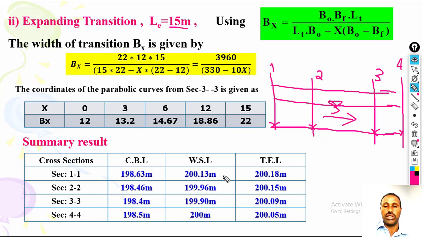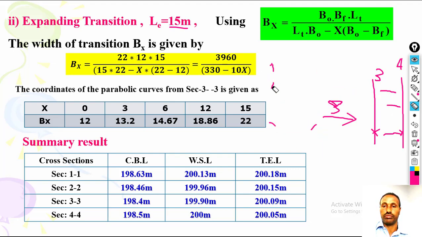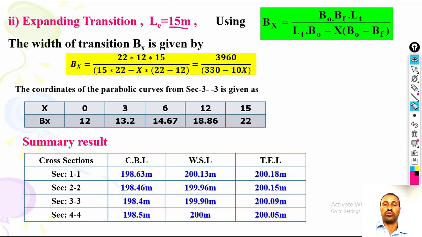So for water surface level, you can see from section 1 up to 4, it starts at 200.13, then reduces, with a slope. That's why water is flowing from higher elevation to lower elevation. So you should attain the slope. The slope is going down from section 1 up to section 4. So this is the summary result. So I hope it will be easy to compute.